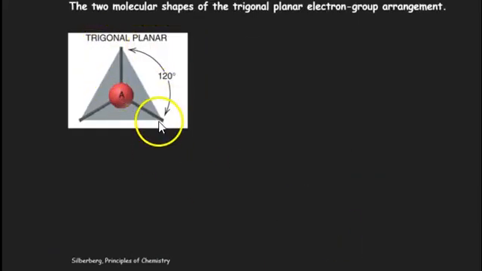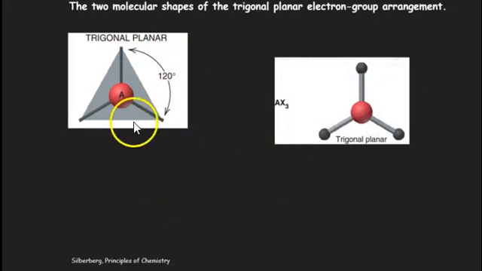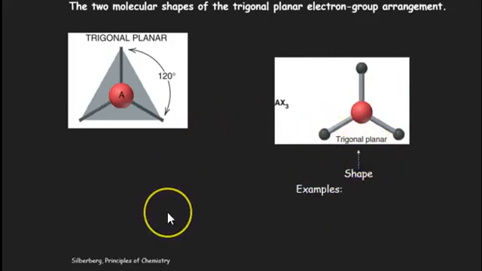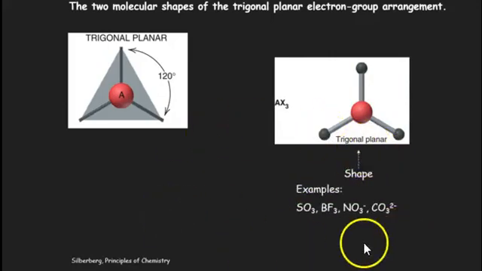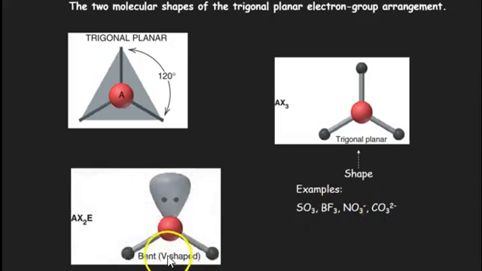You have trigonal planar. If something's trigonal planar, everything has 120 degrees between them. This is what a molecule that you would draw out would look like if it was trigonal planar. That's the shape right there, trigonal planar. The examples of molecules that end up trigonal planar are these. You can also have something that's bent when you have the third spot being held by lone electrons.